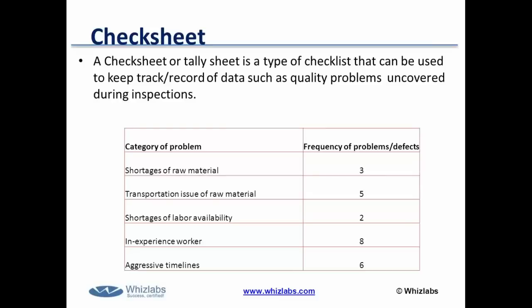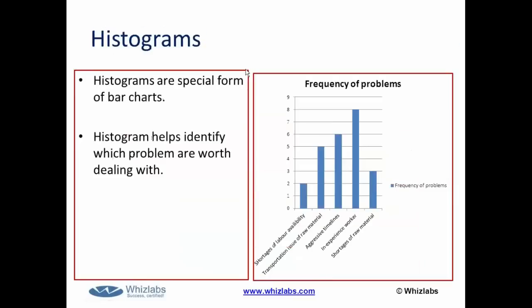So I hope you have understood the difference between a check sheet or tally sheet and a checklist. Now, our fourth quality planning tool is the histogram. A histogram is also called a bar chart, a special form of a bar chart.